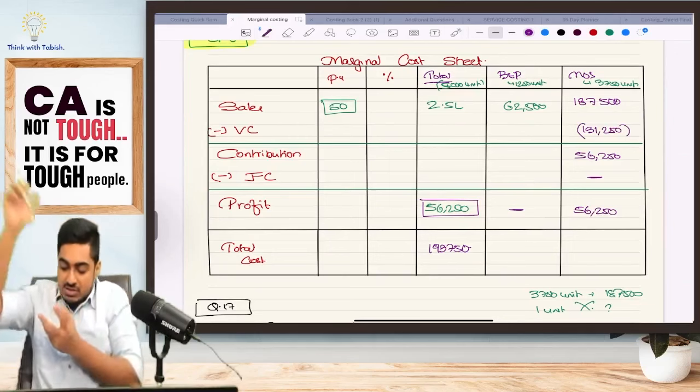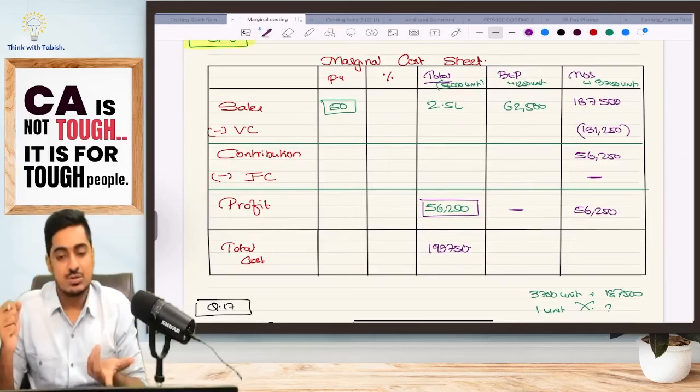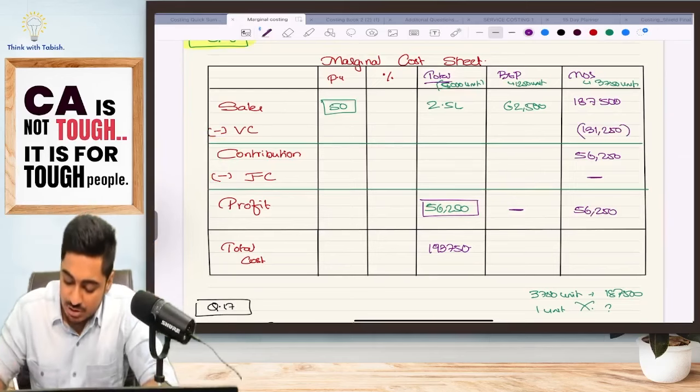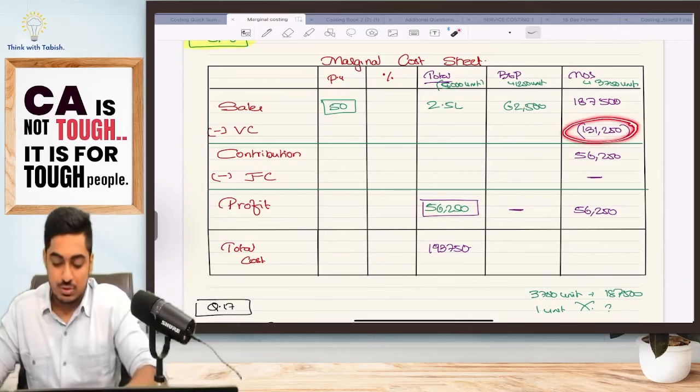Yes. 1,87,500 I got. In that, how much cash was there with me? 56,250. That means how much have I paid? The balance amount I have paid. Now let me convert all these things to a per unit basis. 1,31,250 is my variable cost.